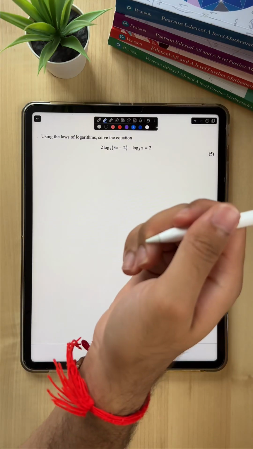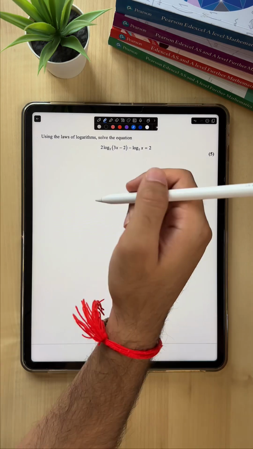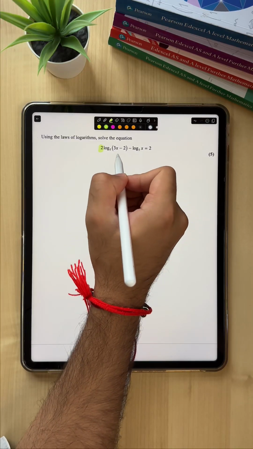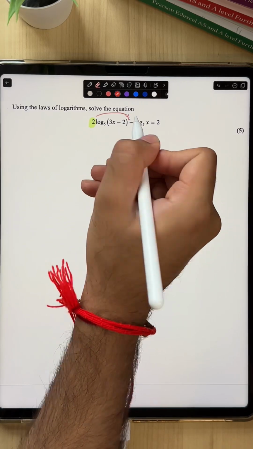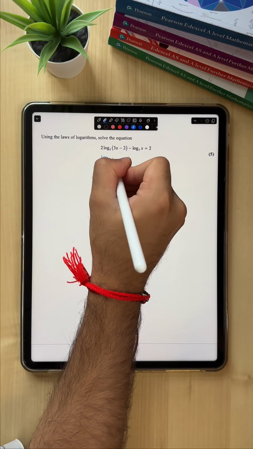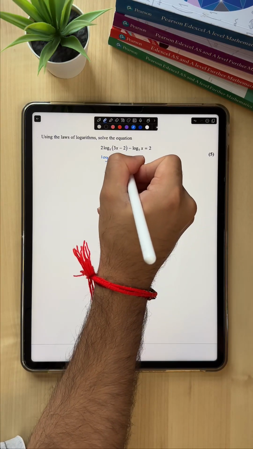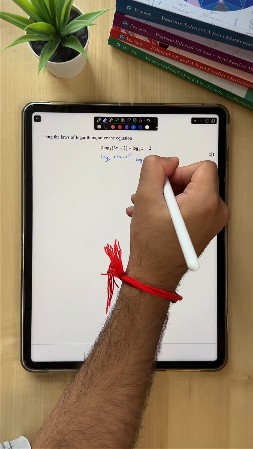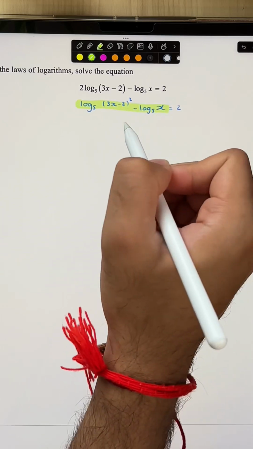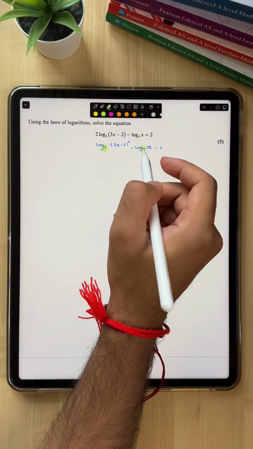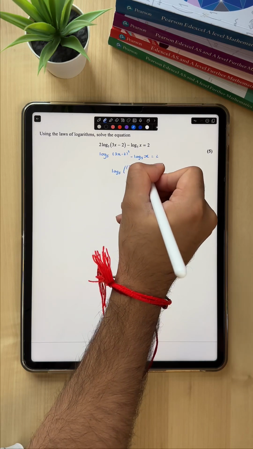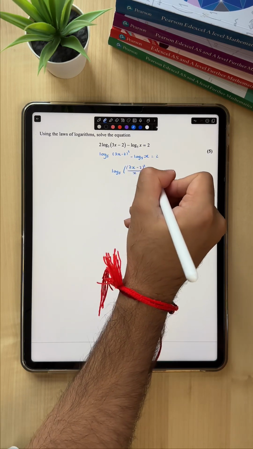Again, if you're unfamiliar with logs, I'd recommend checking out my earlier video, which goes through all of the rules, but I'll go through it briefly here. If you have a coefficient in front of a log, you can bring it over as a power of whatever you're logging. So log base 5 of (3x minus 2) squared is the exact same thing as that, and then write out the rest of the equation. When you have a log minus a log, of course, if they have the same base, you can put it into one log using division. So (3x minus 2) squared divided by x will give us 2.